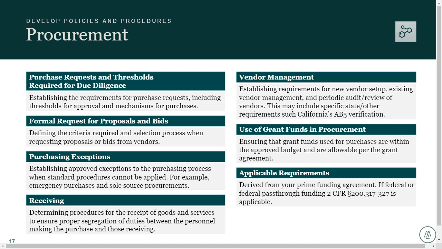Again, tracking and monitoring the use of those grant funds through procurements. So making sure that whatever you're purchasing with those funds, whether it's goods or services, is allowable per your agreement, and that you're tracking what funds you're using to pay for that. And then again, getting down to the derived requirements through the CFR.